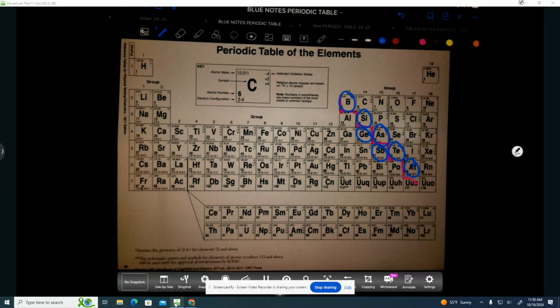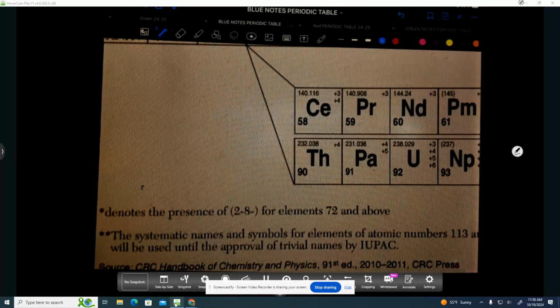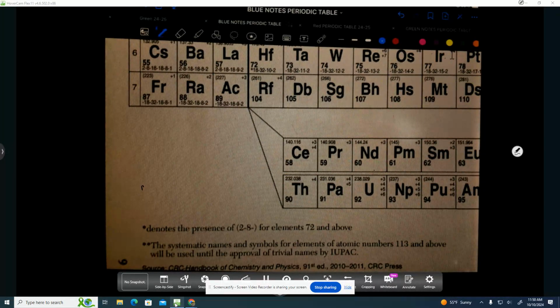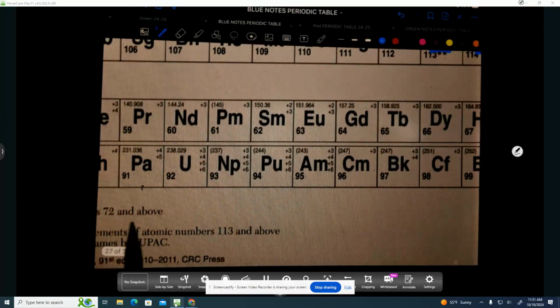UUT? I don't know. What does it say down at the bottom? The systematic names and symbols for the elements of atomic numbers 113 and above will be used until the approval of the trivial names by the IUPAC. So basically what it's saying is these guys down here have not yet been named by a group of scientists called the IUPAC.